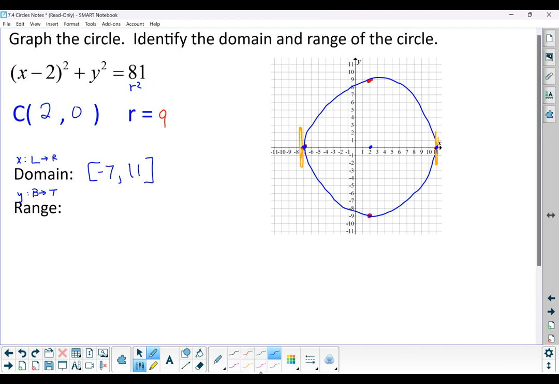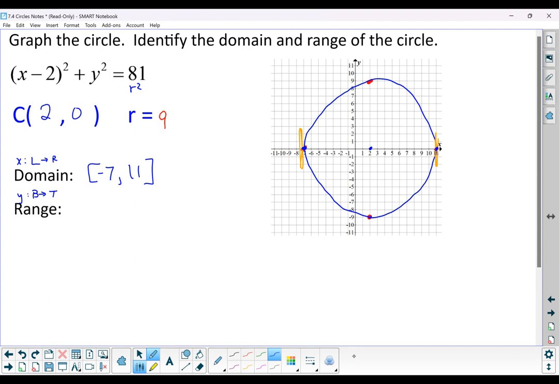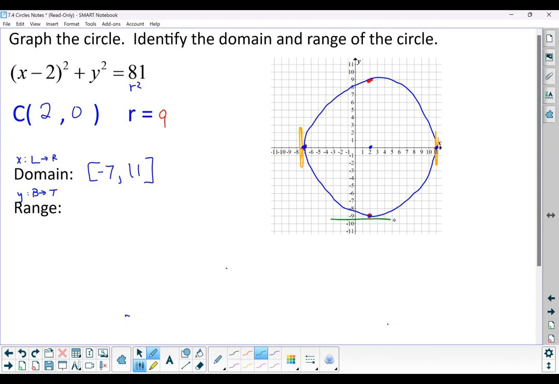For range, we want to think about this circle from the bottom to the top. The lowest value, sorry, my computer was being weird, the lowest value is −9, and the highest value is +9. And again, those points are part of the circle, so we want to include them.